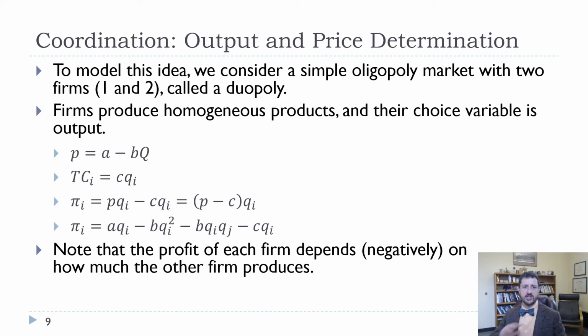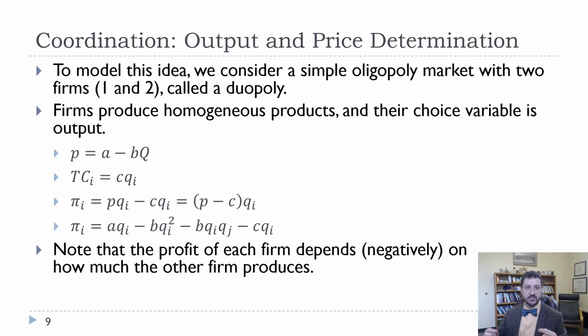So we're going to have our same demand curve. So our inverse demand curve is P equals A minus BQ. But now instead of one firm, we're going to have two firms. So firm 1 and firm 2, indexed by I here. And our total cost function is just CQI. And so marginal cost then is just C. And so the profit for firm I is just PQ, that's revenue, minus CQ, or P minus C times Q.